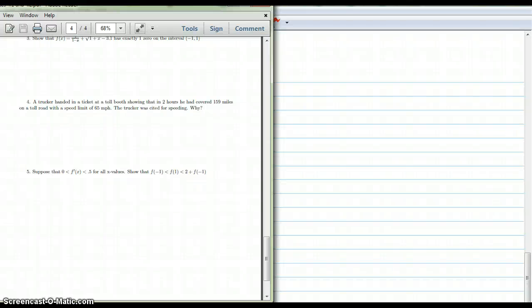Okay, so here's the second part of these notes on the mean value theorem. Number 4 is really pretty simple, and then we'll go over how to do number 5. Number 4 says, a trucker handed in a ticket at a toll booth showing that in 2 hours he had covered 159 miles on a toll road with a speed limit of 65 miles per hour. He was cited for speeding.